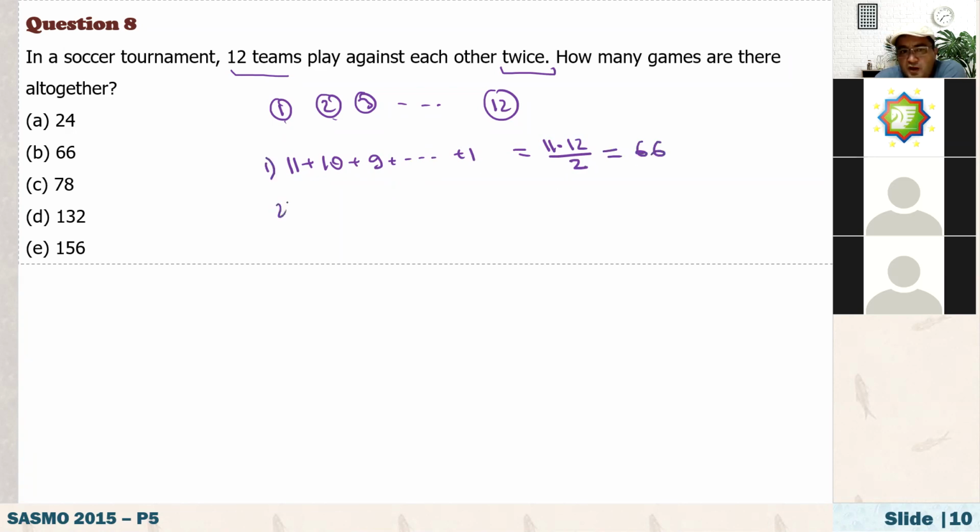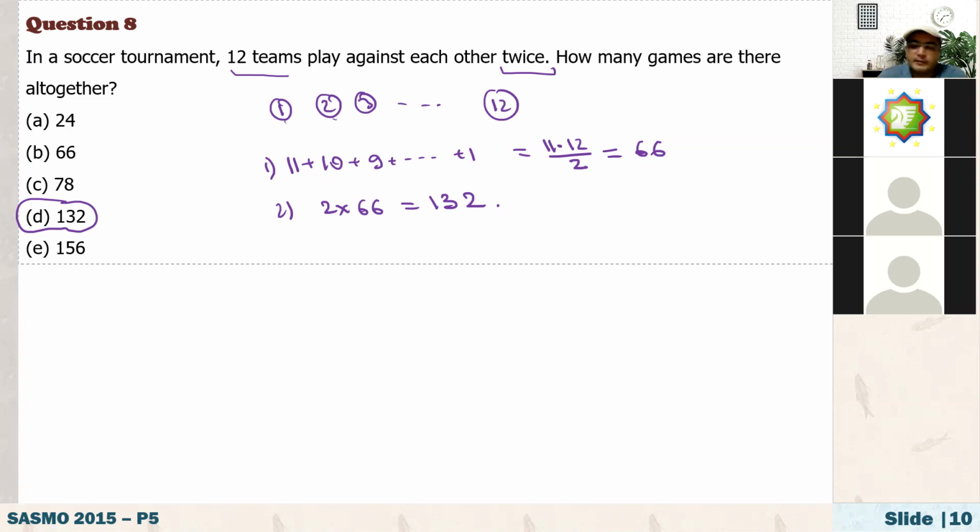Since it says twice, we need to multiply this because they play one more time. Maybe one time in their own country, one time in their opponent team's country. Anyway, that's 2 times 66, that's equal to 132. So the answer is this. Okay. Ismail, did you understand?